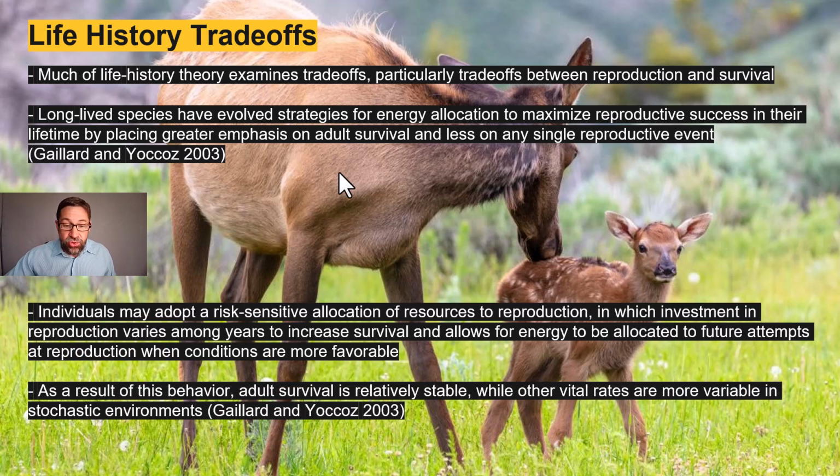Much of life history theory examines trade-offs, particularly trade-offs between investing in reproduction right now versus investing in your own survival now. That way you can reproduce in the future. Long-lived species have evolved strategies for energy allocation to maximize their reproductive success over the course of their entire lifetime by placing greater emphasis on adult survival and less energy allocated on any one single reproductive event.